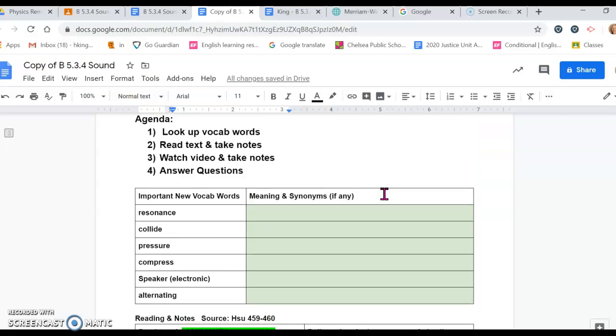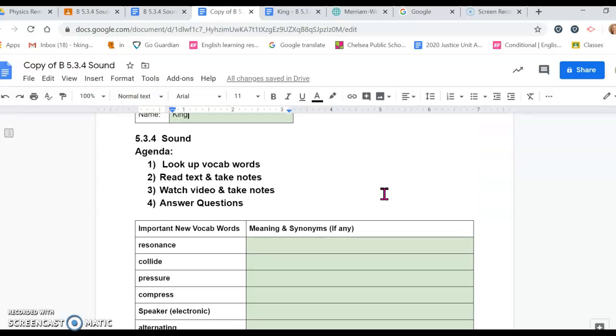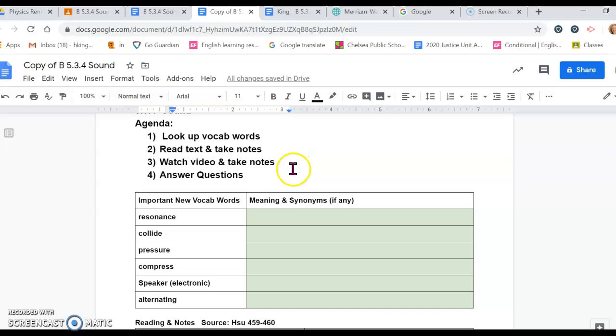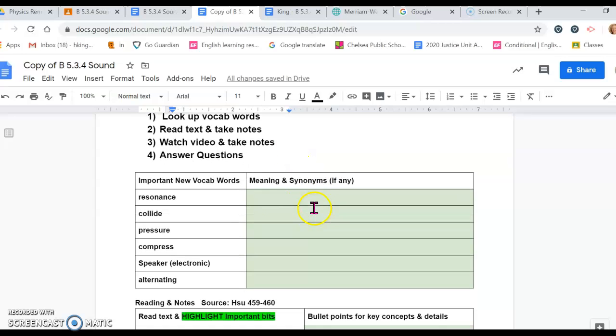So let me scroll back up. Looking at the agenda: look up the vocabulary words, read the text and take notes, watch a video and take notes, and then answer the questions. So we've got a lot of different options for learning. As we've been doing the past couple of days, we have important new vocabulary words: resonance, collide, pressure, compress, speaker, and alternating.